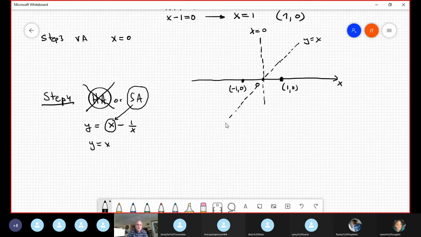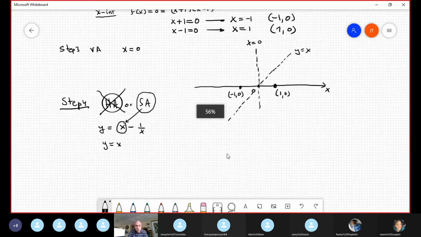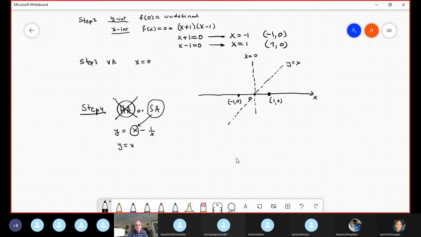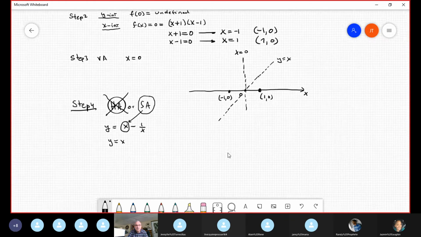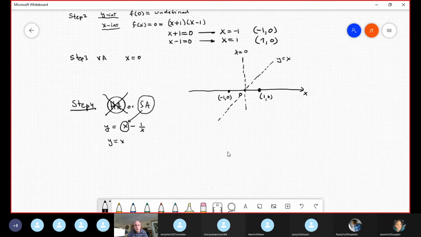Okay, super. What is the step? Step 5. No, wait. Well, I need to check if my graph crosses the slant asymptote or no. But I suppose it's impossible, because look at that.